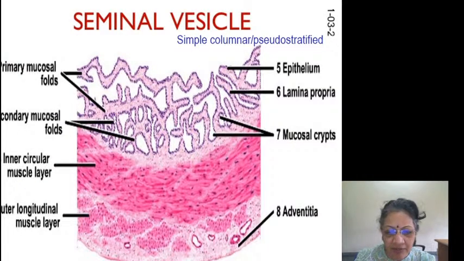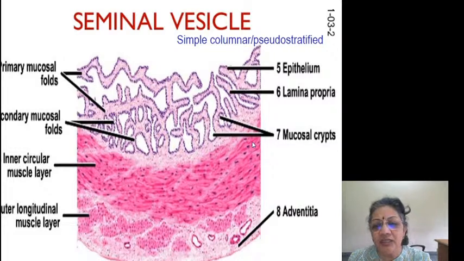This is another diagram, again to show you primary mucosal folds and secondary mucosal folds, giving rise to the appearance of crypts. These crypts you see again in the gallbladder. That is also simple columnar epithelium. But there you didn't have a submucosa. There also you had inner circular, outer longitudinal, or a more vague muscular domain. Just see if you can differentiate between gallbladder and seminal vesicle. But don't worry about it.